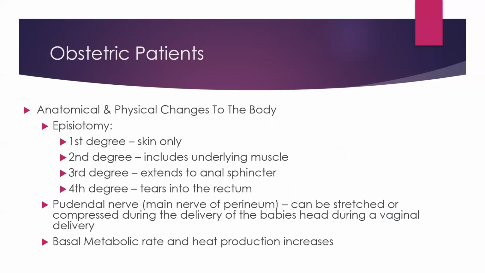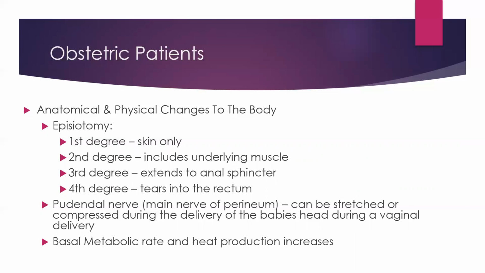Episiotomy is where that actual tear occurs, right? So at the first degree, there's only a skin tear. The second degree includes skin and underlying muscle in the vaginal canal. Third degree extends to the anal sphincter, and then fourth degree tears into the rectum. So you can see how that would all be kind of dangerous for the woman, right? And opens it up to potentially all kinds of infection.